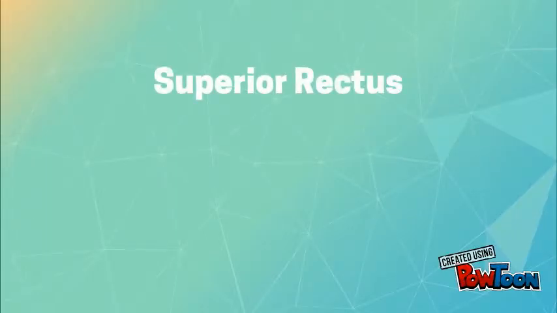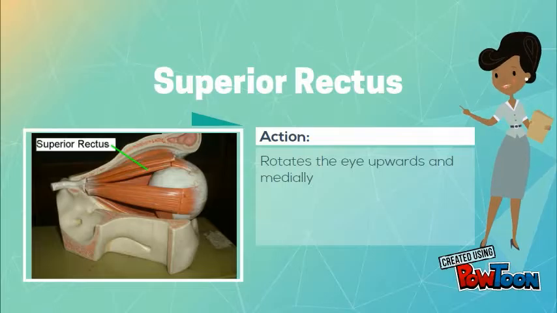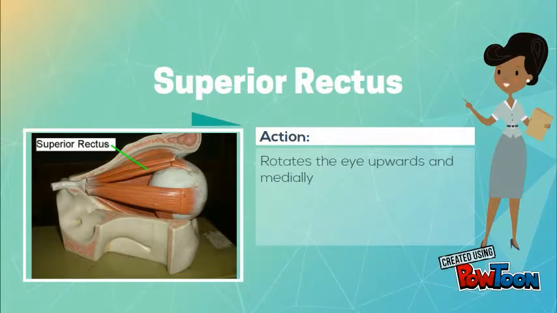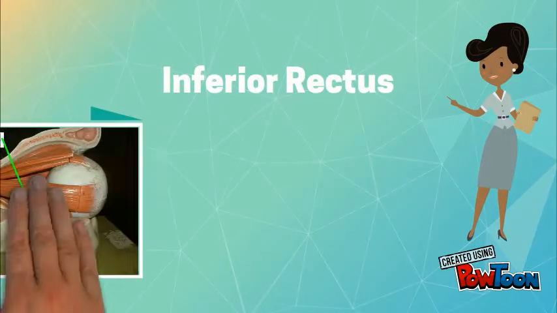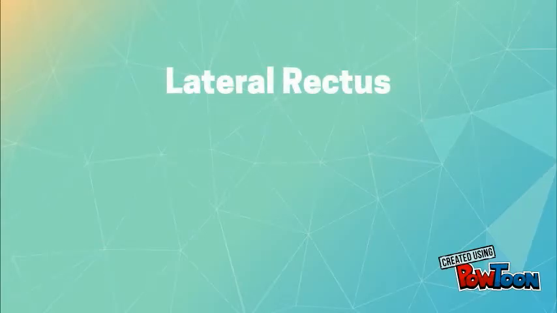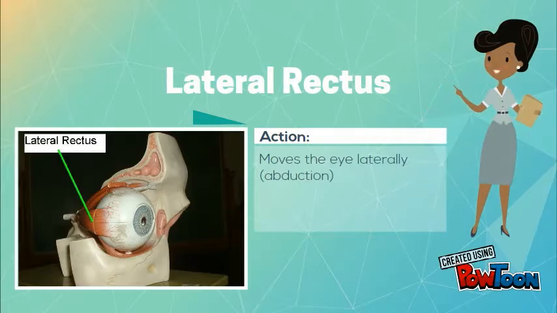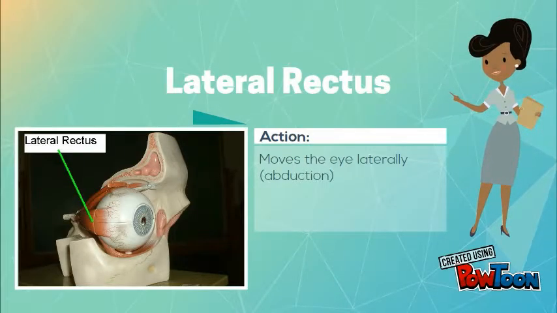So, superior rectus. As labelled below, this aids in moving the eye upwards and also medially. Inferior rectus, as shown below, this aids in eyeball depression. This helps us to look down. Lateral rectus, this is on the lateral aspect of the eyeball. This helps to move the eyeball laterally, also known as abduction.